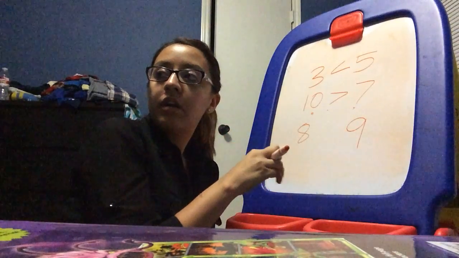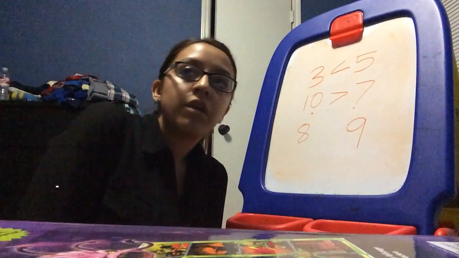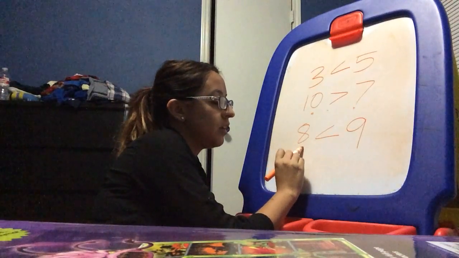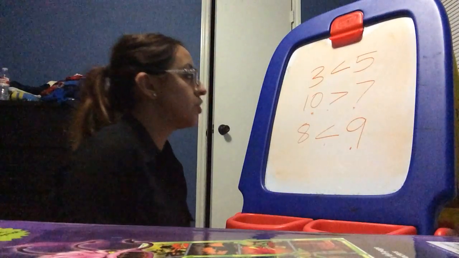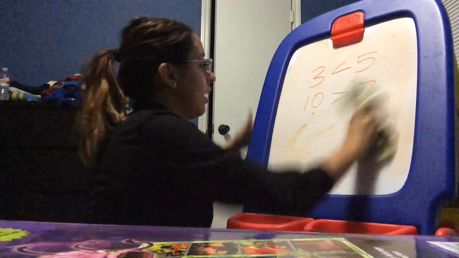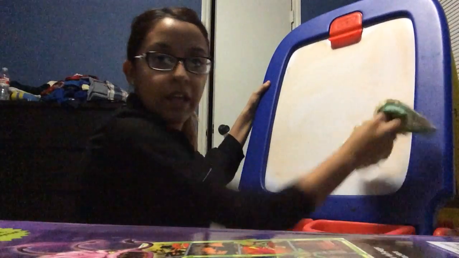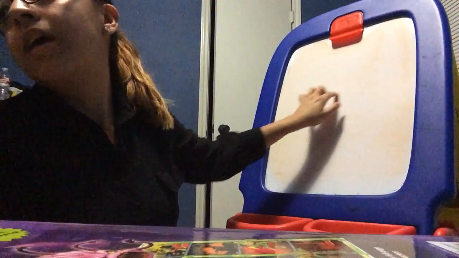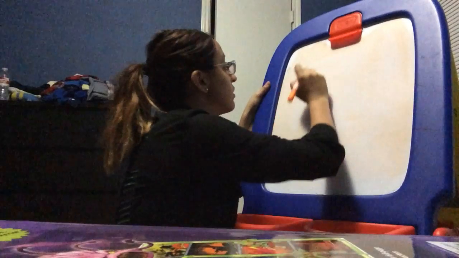Okay. 8 and 9. Which number is bigger? 9. So what number is the crocodile mouth going to be open to? The 9. Okay. So how would we say this? 8 is less than 9. Good job. Okay. Now, you seem to get the concept of this. Now, I'm going to put them on the board and I want you to come up and put the symbol of where the crocodile mouth is supposed to be facing, okay?